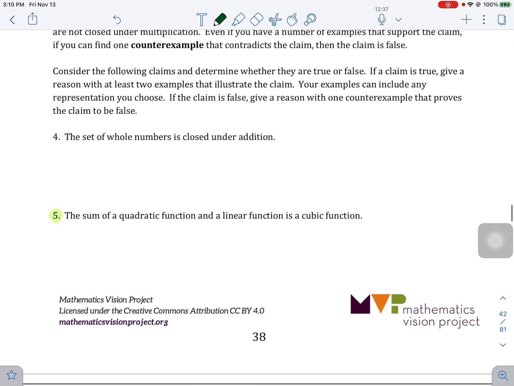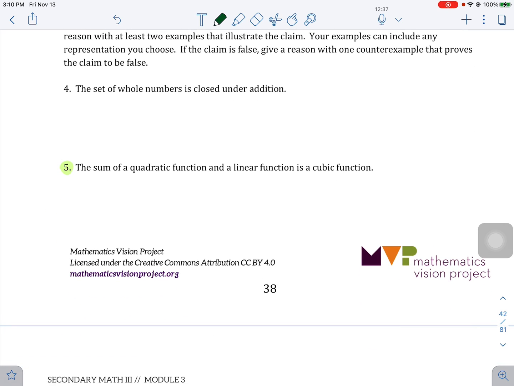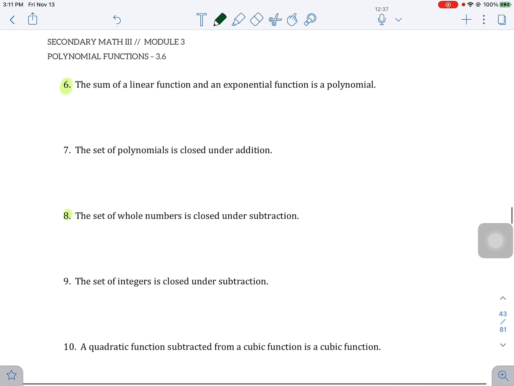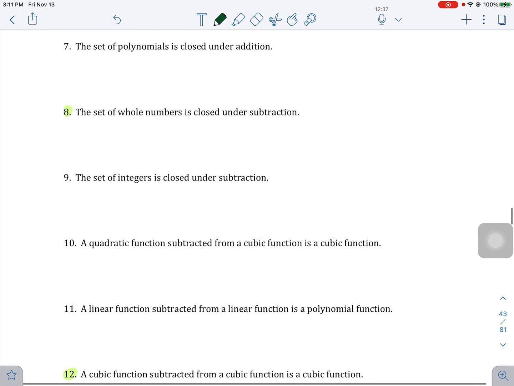Okay. So there are some other ones here that you're looking at. The sum of a quadratic and a linear is a cubic. This is false. x squared plus x is still a quadratic. The sum of a linear function and an exponential is a polynomial. Well, 2 to the x plus x is still not a polynomial because of the exponent here. So we're going to say false. The set of whole numbers is closed under subtraction. No. 2 minus 3 equals -1, and -1 is not a whole number.